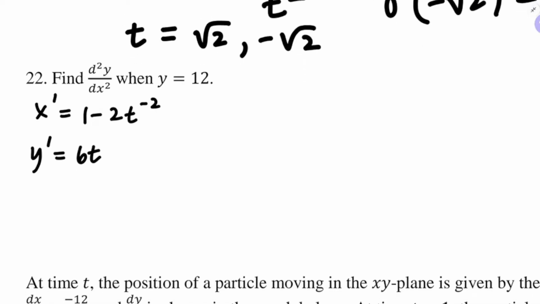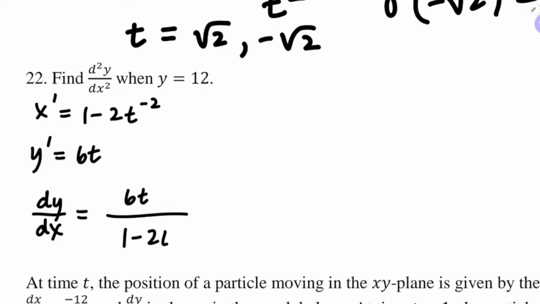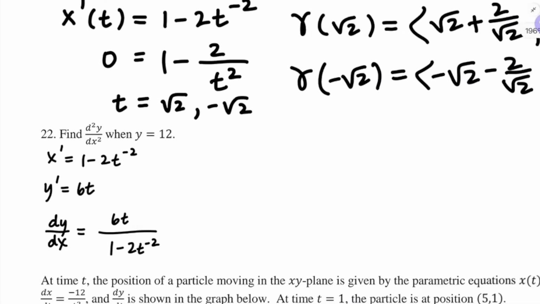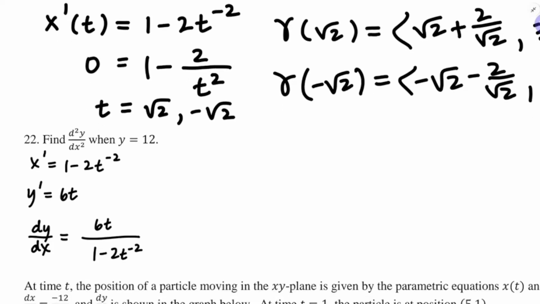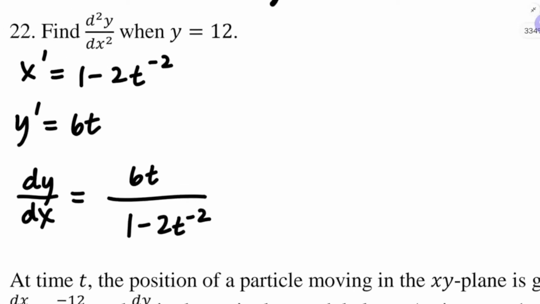Okay. No calculator, huh? Alright. dy/dx equals 6t divided by 1 minus 2t to the negative 2. Let me make sure I didn't do x prime wrong. But no, otherwise there wouldn't be any zeros. Whew. Alright. I hate to tell you, but there's nothing you can do to simplify that. At least that I know of.